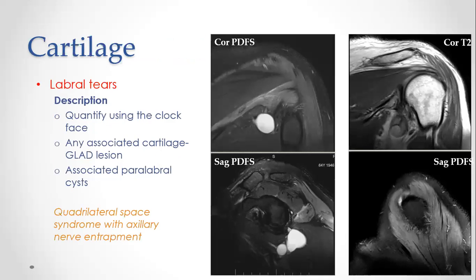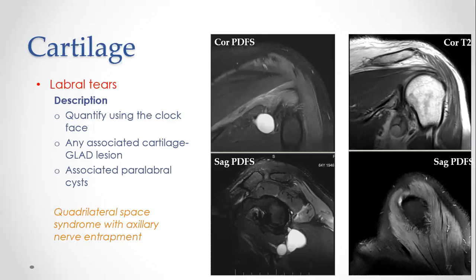When we describe labral tearing or labral injuries, we have to also provide further information. We have to quantify the extent of the labral tear using the clock face. We also should comment on any associated cartilage injuries, such as a GLAD lesion, for example, in the shoulder. We also should comment on whether or not there are paralabral cysts.